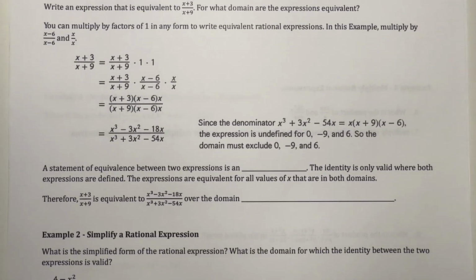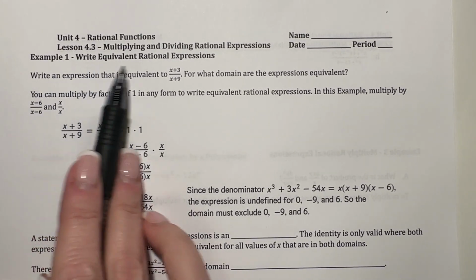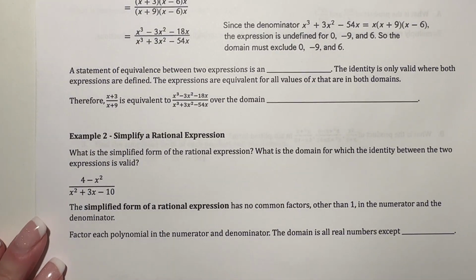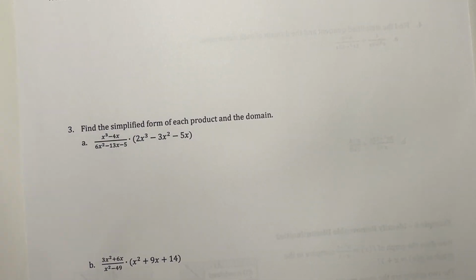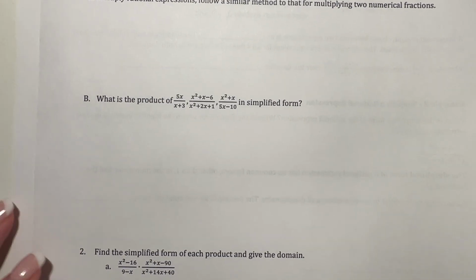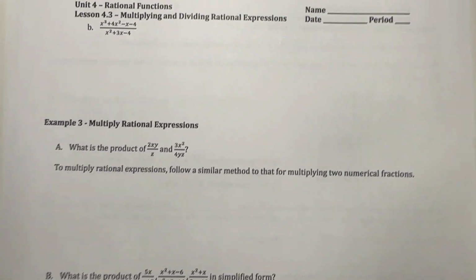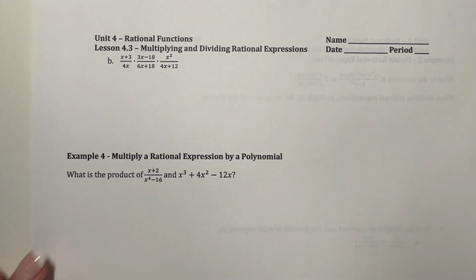Okay, so yesterday we should have gotten through example 1, which is writing equivalent expressions, and we should have been able to simplify without any difficulty at all. And we should have also done the multiplying problems that are on the very next page through example 3. We are going to be starting today with the very top problem B as our warm-up.